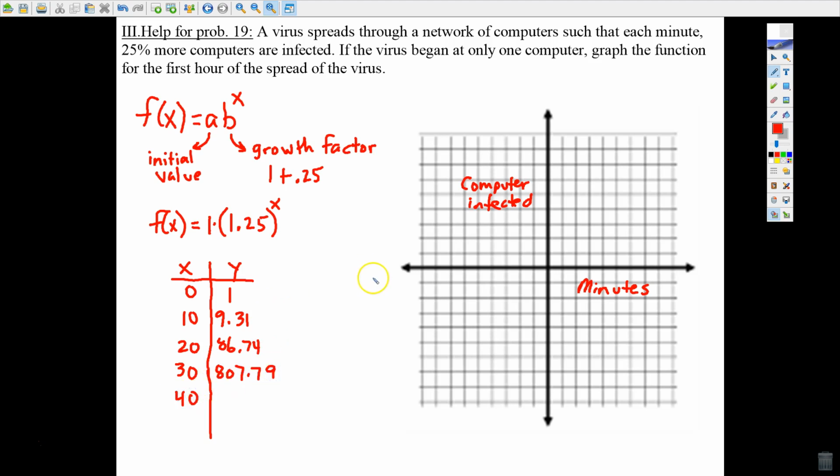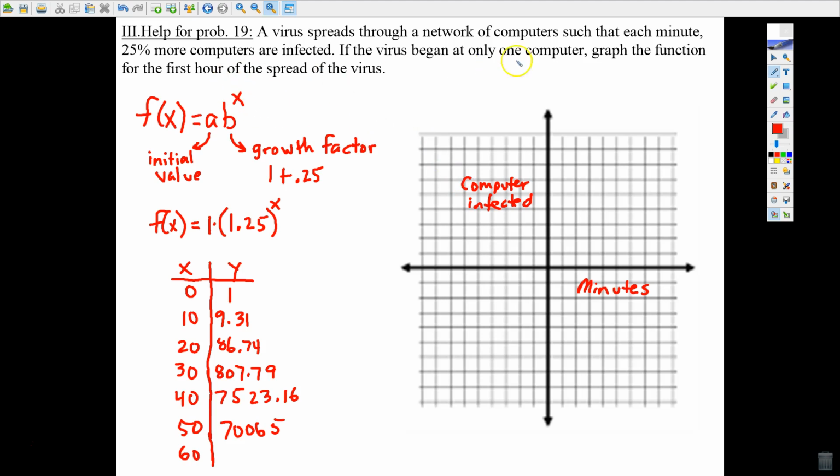40 minutes. Wow, it's going pretty fast, isn't it? 1.25 raised to the 40th is 7,523.16. And these are computers, so we probably should just round, but that's okay. 50 minutes, 1.25 raised to the 50th, we'll just go ahead and say 70,065, and then finally 60 minutes.